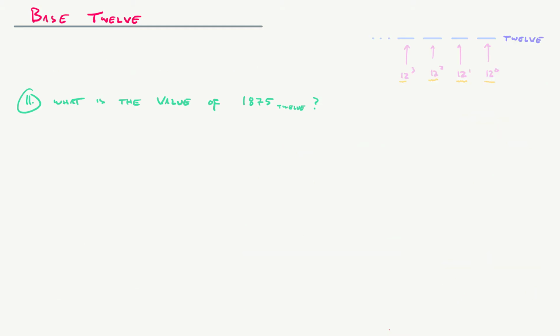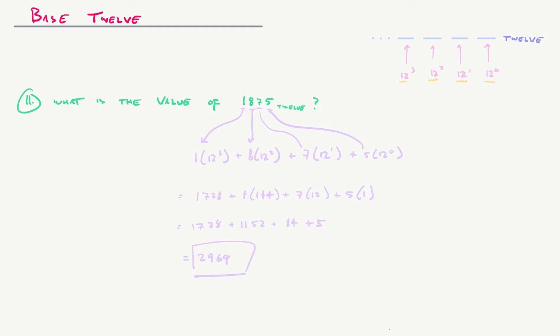Let's do an example. Let's say, what is the value of 1875 base 12? Okay, well, 1 in the 4th position of a base 12 number. That's 12 cubed. Then we've got 8 12 squareds, 7 12 to the firsts, and 5 units. So 5 12 to the 0. And then it's just a bunch of math from there, right? And you end up getting 2,969 as the base 10 value.